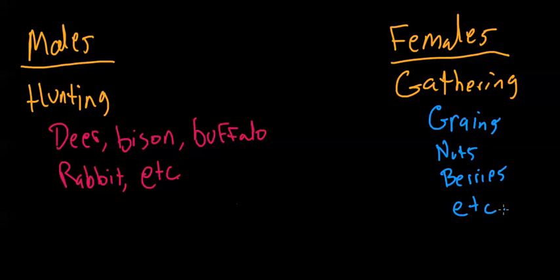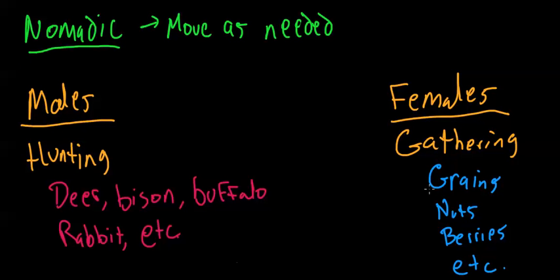And like I said earlier, if they needed to move from one place to another, maybe all of the deer had left, or the berries were no longer available on the trees, as they were nomads, they would move from one place to another depending on how much of these items were available. Okay, so as these changed in quantity, they would move from one place to another.